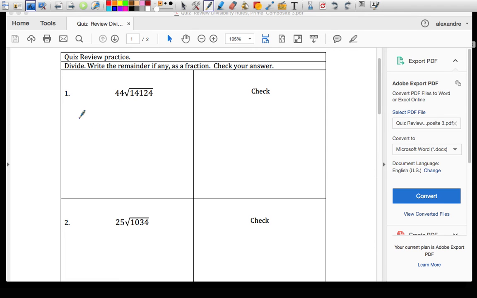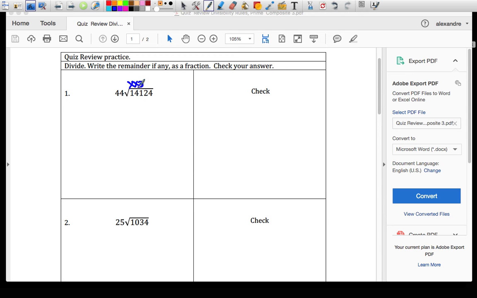So the first question is 14,124 divided by 44. Let's just follow the standard procedure. It does not go into 1, it does not go into 14, but it goes into 141. I'm going to say 3 times, 132.